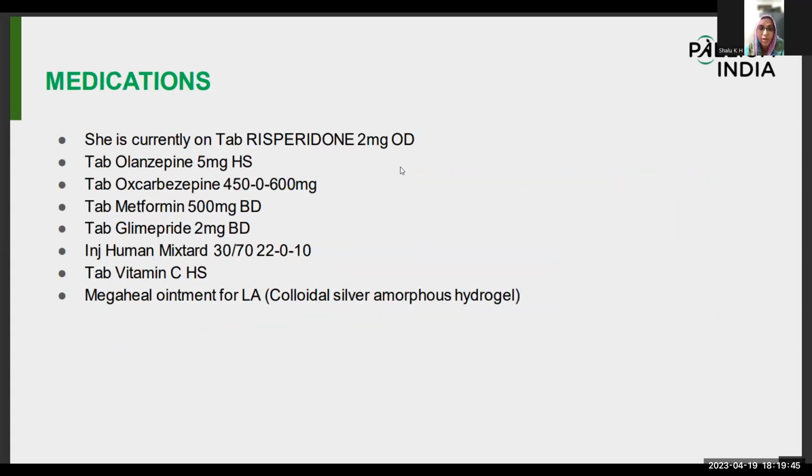Now she is currently on risperidone 2 mg OD, tab olanzapine 5 mg HS, oxcarbazepine 450 in the morning and 600 in the night, then metformin 500 BD, tab glimepiride 2 mg BD, human mixed insulin 22 in the morning and 10 in the night, and tab vitamin C and megahil ointment for local application.